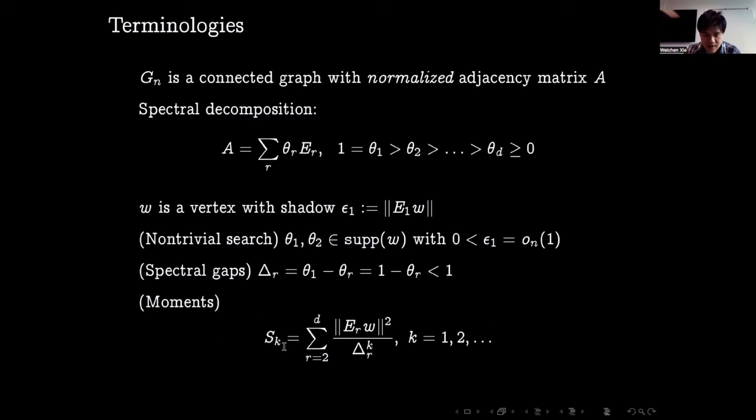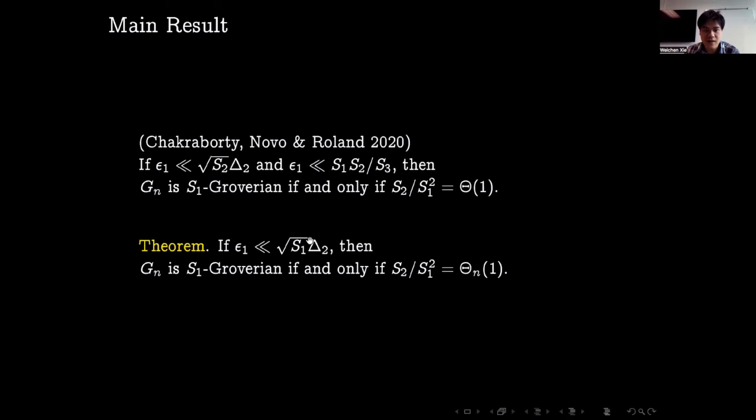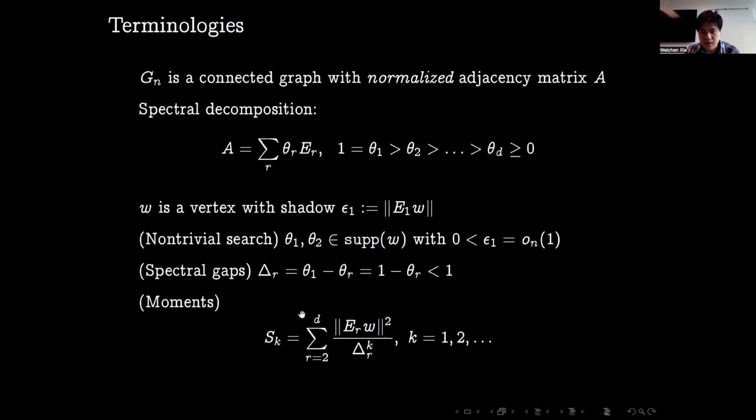And the S K are the magical numbers we showed in the theorem before, and they show up here and here. These are numbers that can be computed from the underlying graph. They look like moments in statistics. It's a sum of the shadow squared over the spectral gap to the power K, the R-th spectral gap to the power K.